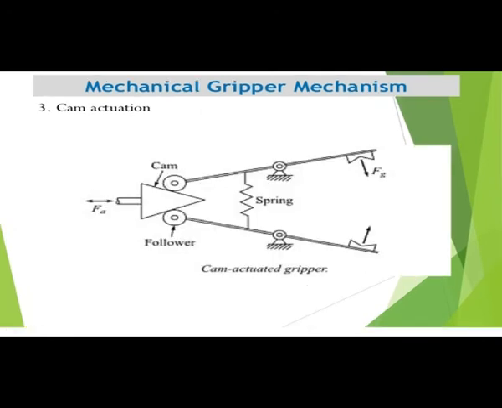Next one, cam actuation. Cam and follower arrangement, often using a spring loaded follower. Here this is the spring loaded follower. The cam and spring provide the opening and closing action of the gripper. For example, the movement of the cam in one direction would force the gripper to open, while movement of the cam in the opposite direction would cause the spring to force the gripper to close.